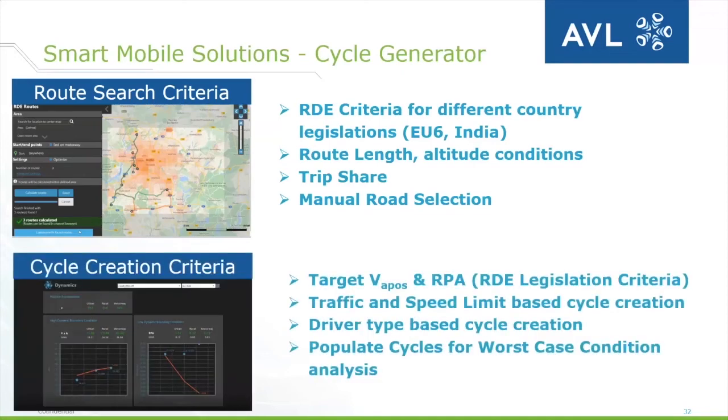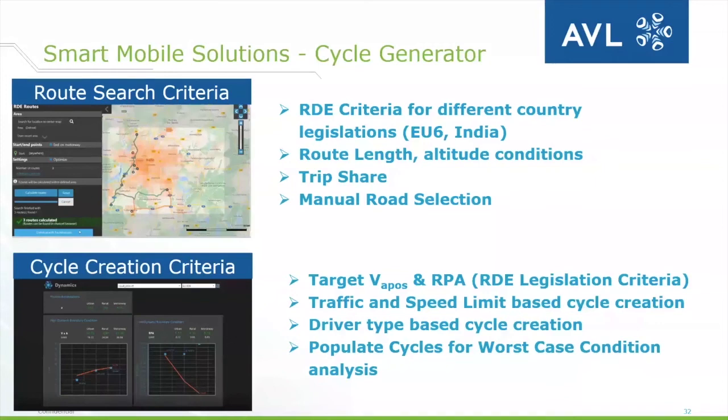In this case, there are also different options. For instance, the cycles can be designed depending on the specific VA pulse or RPA criteria. VA pulse and basically the RPA, which stands for relative positive accelerations, are the limits or KPIs which are given by the RDE legislation to quantify the aggressiveness of the cycle.